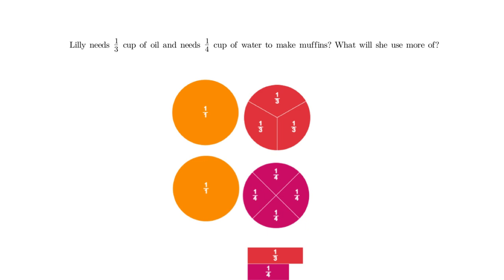For our second question, Lily needs 1/3 cup of oil and 1/4 cup of water to make muffins. What will she use more of? So for a whole, 3/3 is broken down into 3 equal parts sized 1/3 to give us the whole, while 4/4 is broken down into 4 equal parts sized 1/4. So we can clearly see that 1/3 is bigger than 1/4.